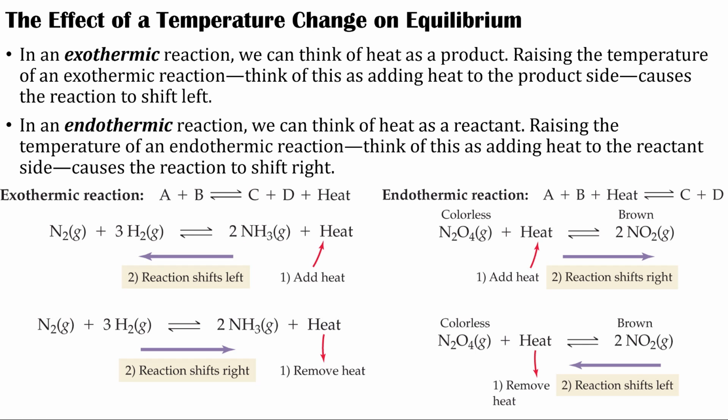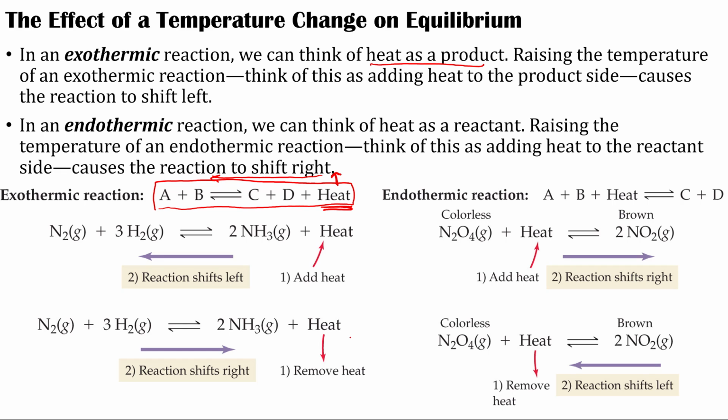Now, temperature change is another way we can affect equilibrium. And the reason that this affects equilibrium is because it changes K. It doesn't just change the reaction position. It changes K. So an exothermic reaction, heat is a product. It's on the product side. So if you look down here, right here, heat is a product of that reaction. And so if we increase the temperature, we're adding heat to the product side, and it's going to shift away from an increase, and it'll shift to the left. It'll shift to the reactant side of the reaction.